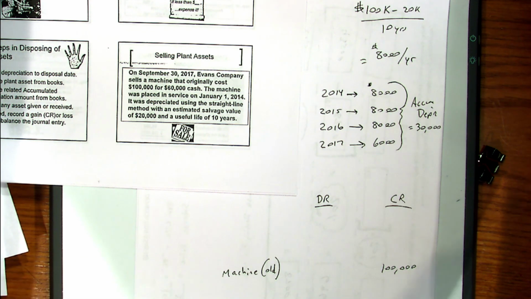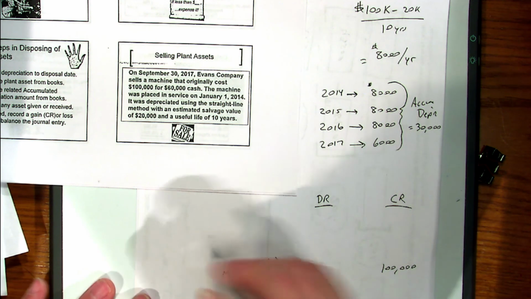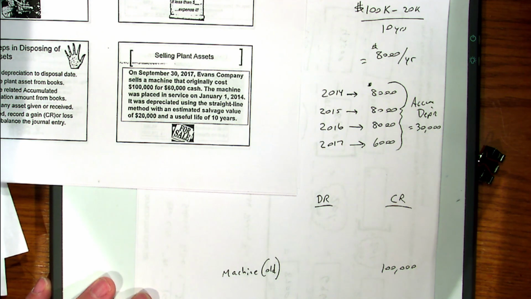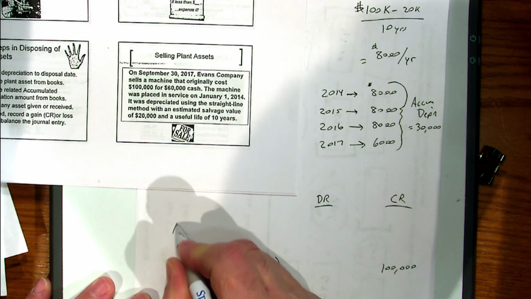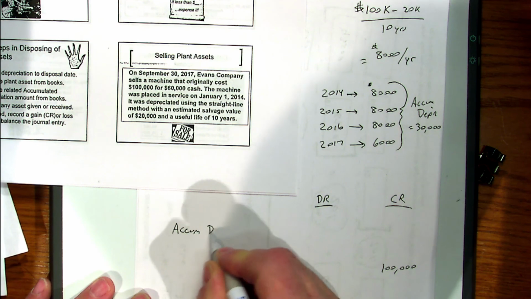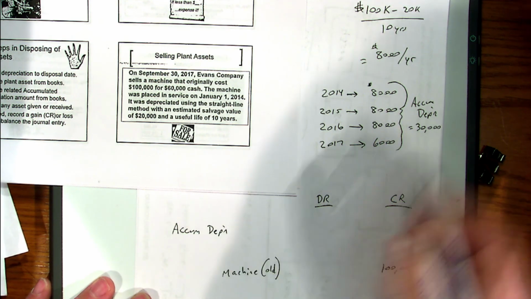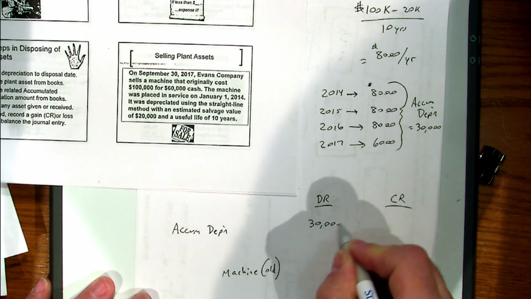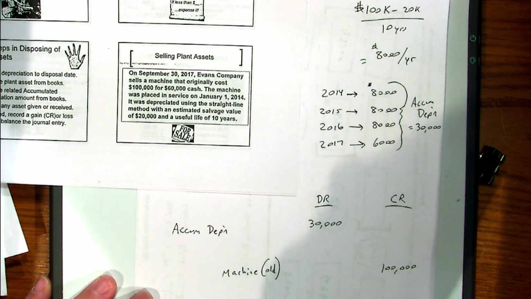Okay, the next step is we remove the related accumulated depreciation from the books, right? How much is the accumulated depreciation on this machine? 30,000. So accumulated depreciation is a credit balance account. Thus, to take it off the books, we have to debit it. You with me so far?